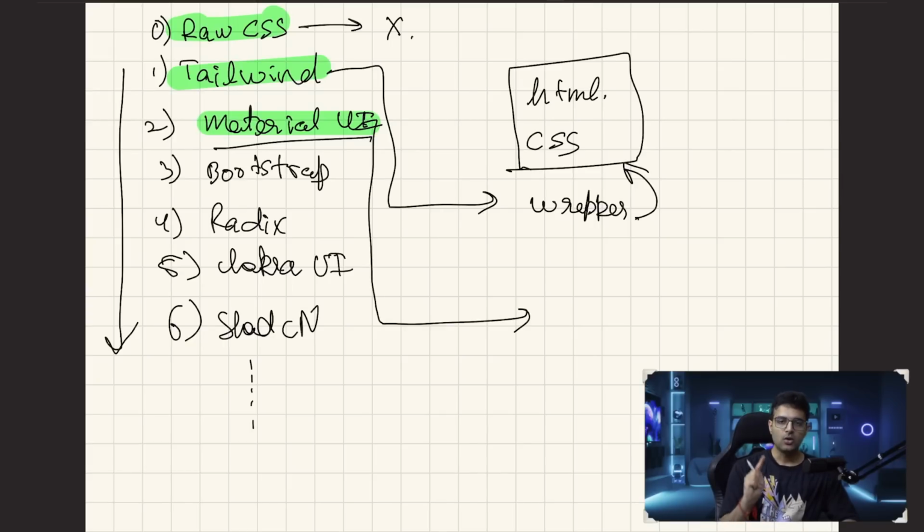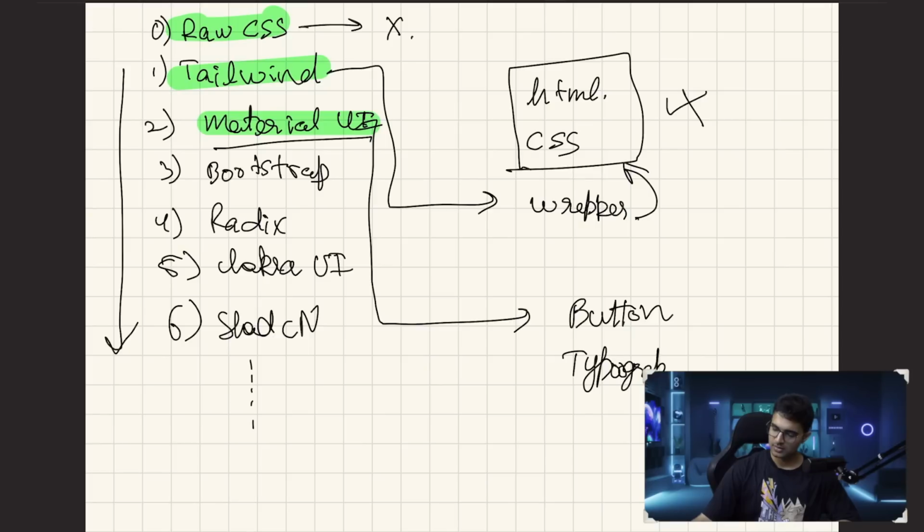Material UI is not a wrapper on top of HTML CSS. It is a highly opinionated framework, which means it gives you a bunch of React components that you have to import into your project. It'll give you a button component. It'll give you a typography component. And it'll expect you to use these components, and whatever is the logic inside it, that Material UI owns.